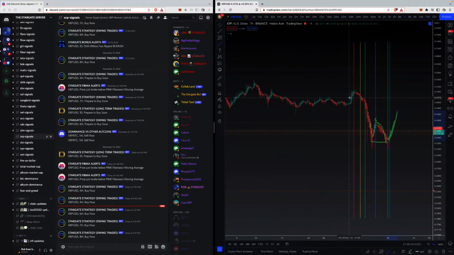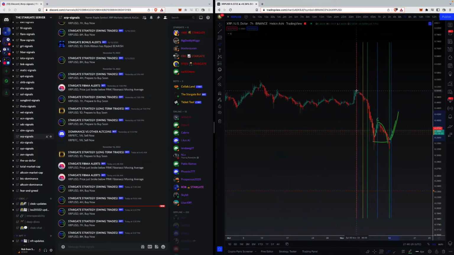You can also see here we have our 7-hour prepare to sell soon with the vertical red line, and then we have a 7-hour sell now. That flashed at 48 cents. And then a little bit after, we got at 47 cents a prepare to buy soon. Then we got a buy now at 40 cents, and then we just got a buy now at 35 cents.